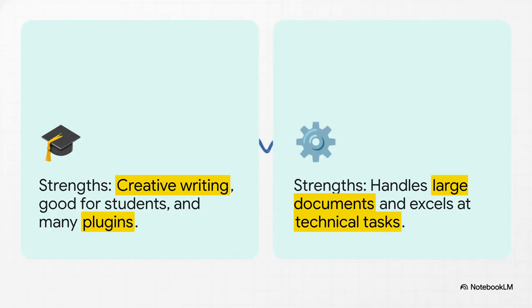So you can really see the two different paths here, right? ChatGPT just excels with its creative flair, its usefulness for students, and its huge library of plugins. Google AI Studio, though, is the powerhouse for technical work. It can handle massive documents and helps developers build entirely new tools.